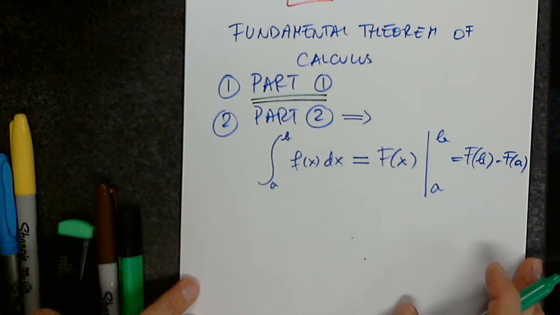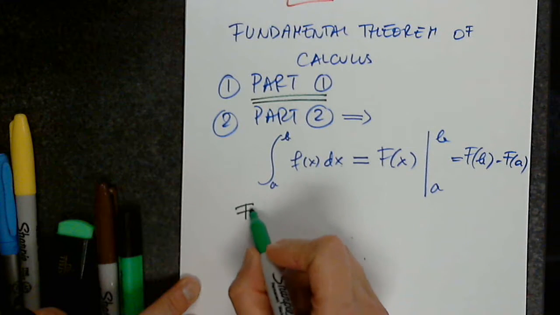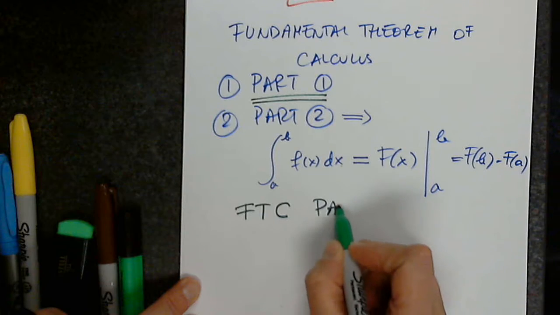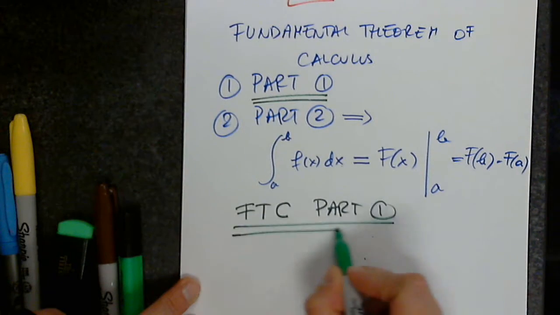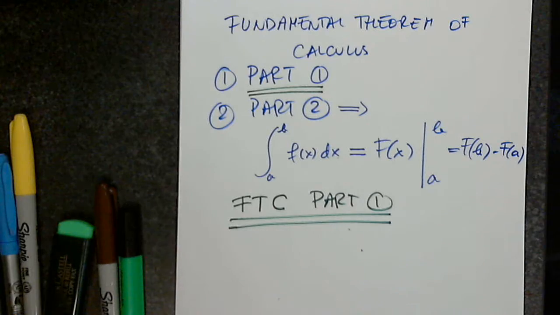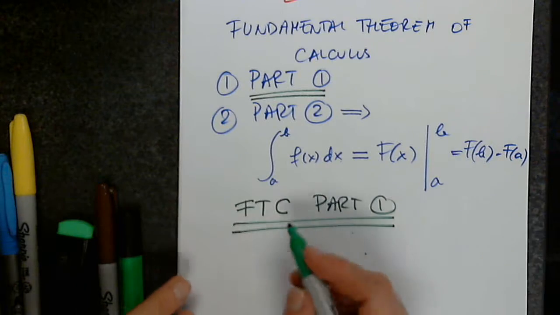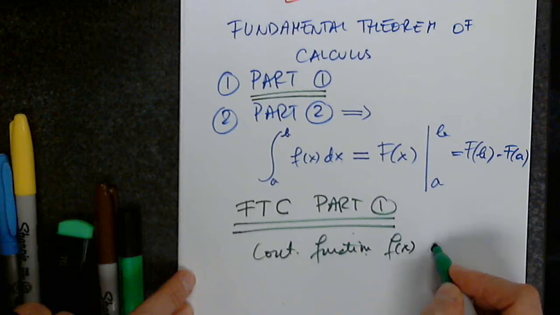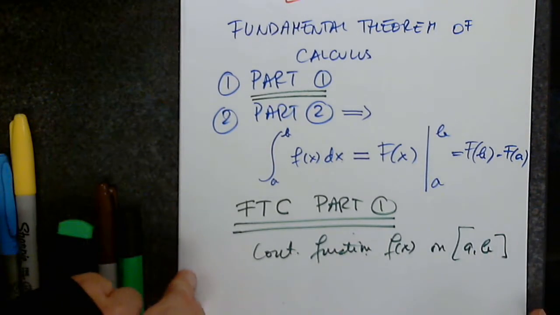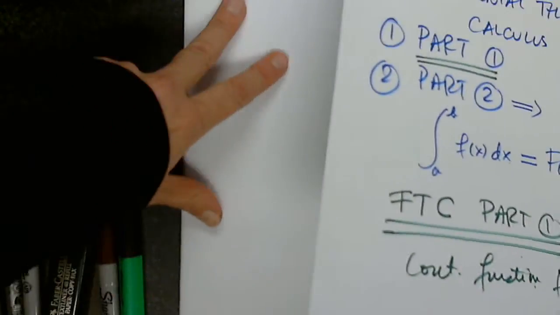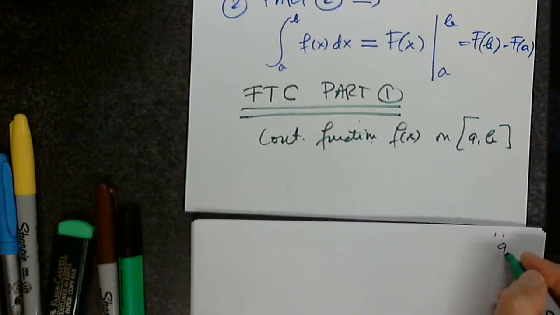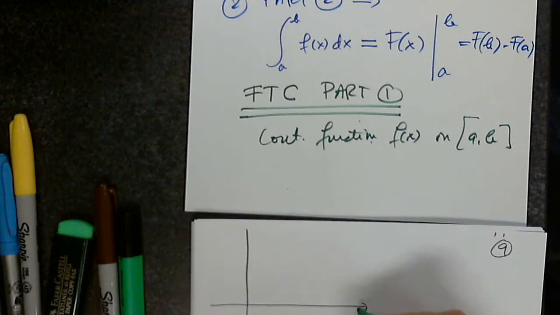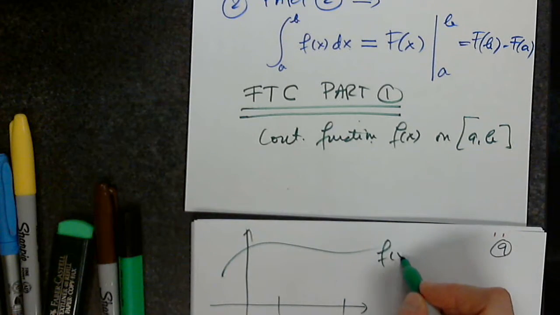Everything else is completed. So the fundamental theorem of calculus, part 1. Okay, let's look at a continuous function f of x on the interval a comma b. So here's my function. Here's the interval a comma b. And this is my function f of x.